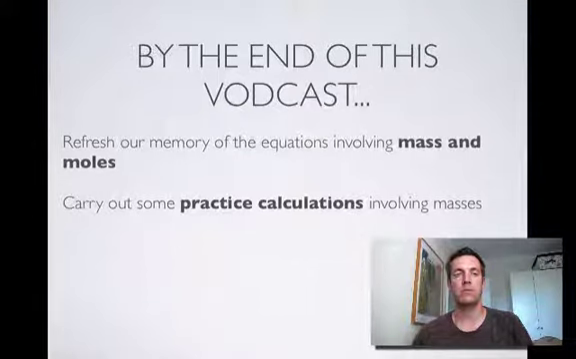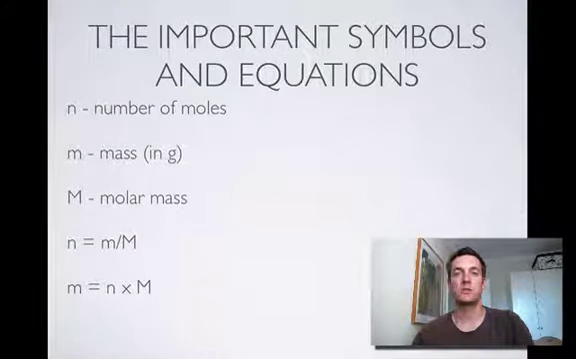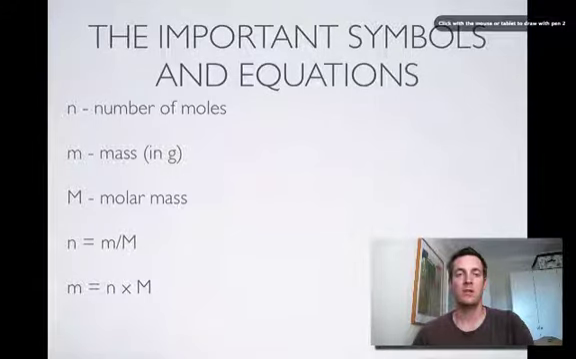Okay, we're going to refresh our memory of the equations that we use to convert mass into moles, and we're going to do a couple of practice calculations. Here are the most important symbols that we use when we're dealing with masses, and a couple of equations too. We've got the three symbols that end up in the equations. They are the number of moles, the mass in grams, and the molar mass. Remember, this is just the mass of 1 mole.